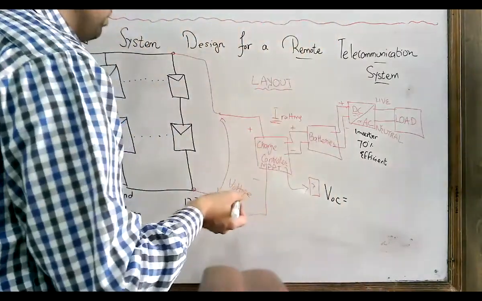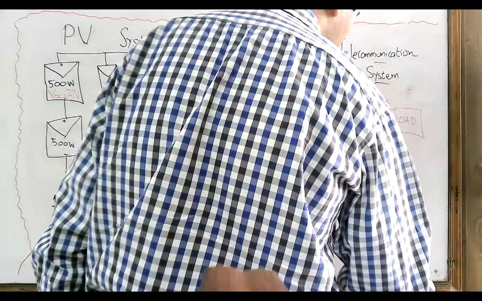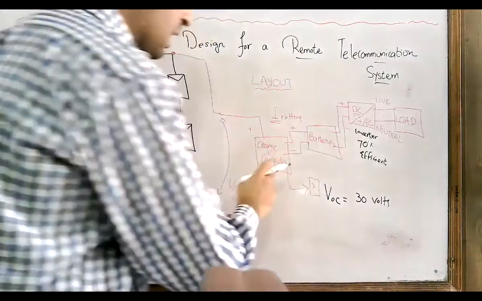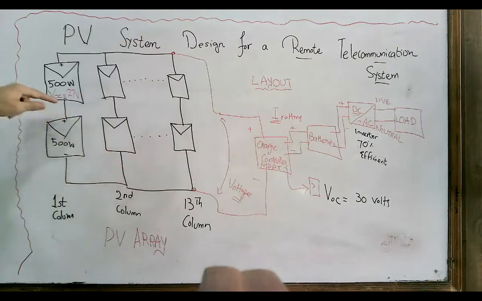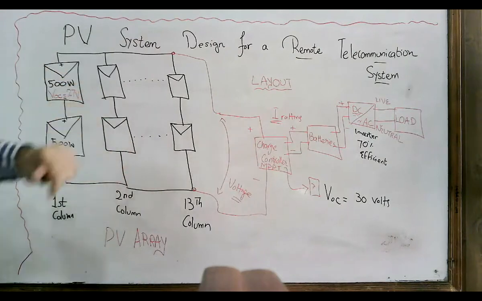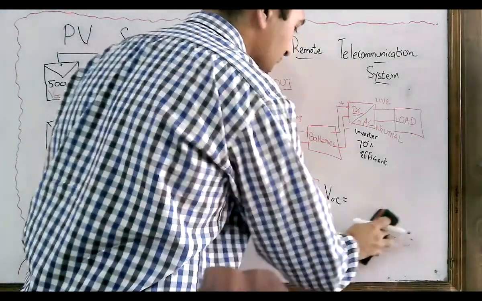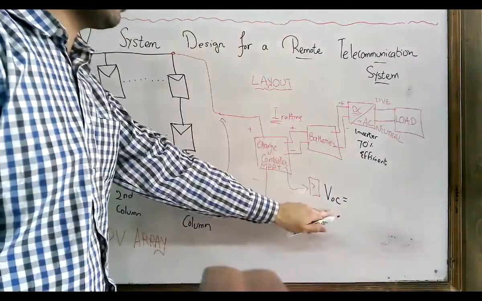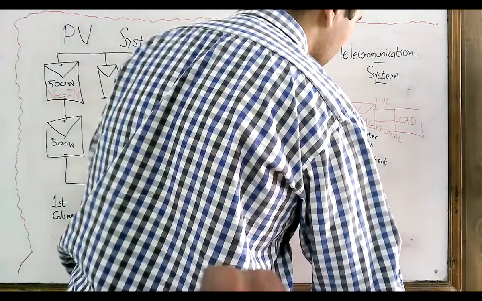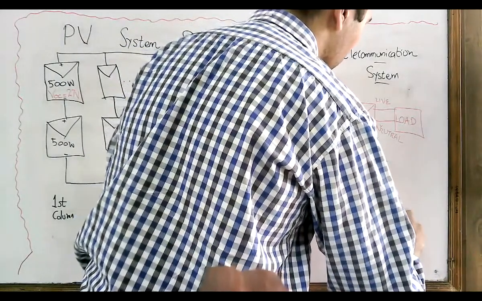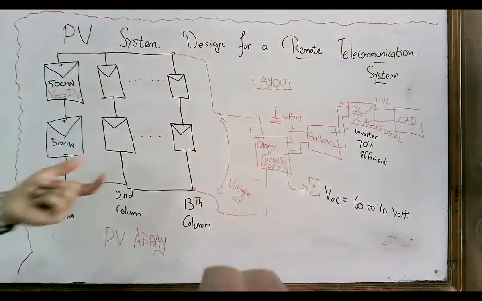If you buy a charge controller which supports the V open circuit of 30 volts, then that charge controller will not be suitable for this system, because here the open circuit voltage is more than 50, it's around 54 volts. So you will have to choose the charge controller whose open circuit voltage is around 60 to 70 volts. Okay, so that charge controller will be good for you.